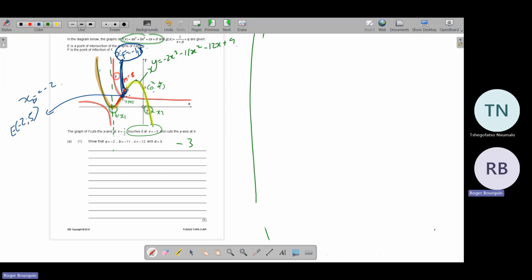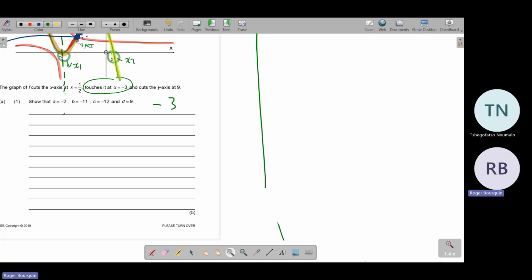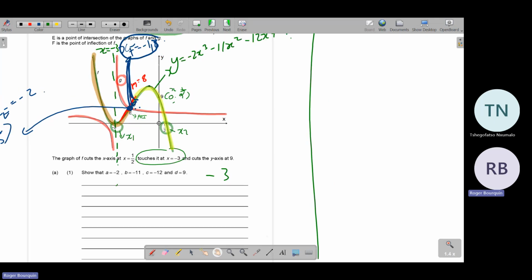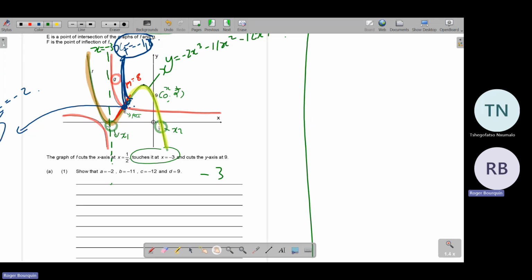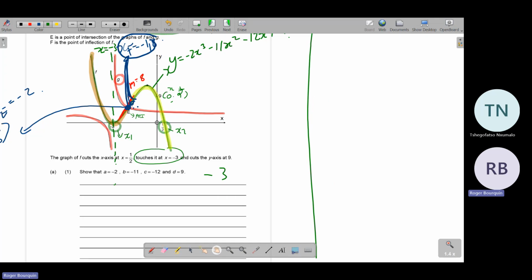Do you agree with that? This must be the line x is equal to negative 3, because it says there's the minimum turning point. The vertical asymptote is x is equal to minus 3. All good with that? Okay. And then it says find the equation of G. And they tell you the equation of G is y is equal to 2 over x plus p, plus q.